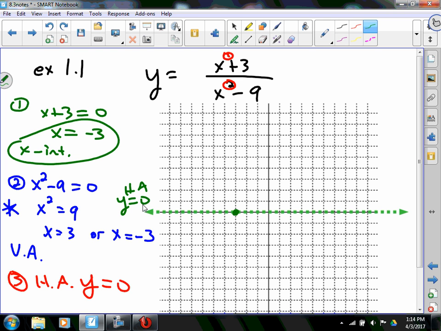Oh, wait a minute. Vertical asymptotes, we said, when x is 3 or -3. Wait a minute. When x is 3 or -3? 2 vertical asymptotes? There's got to be something going on here. When x is 3 and when x is -3, how can that happen? If the thing is supposed to have an x-intercept when x is -3. I'm scratching my head here.